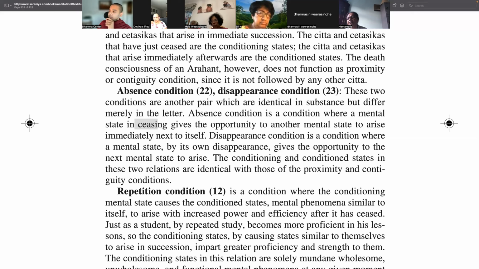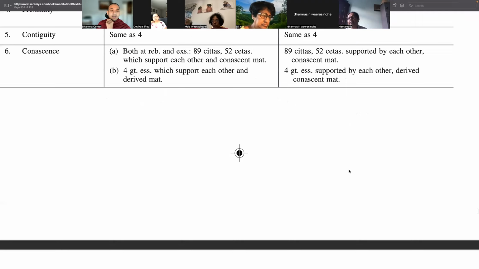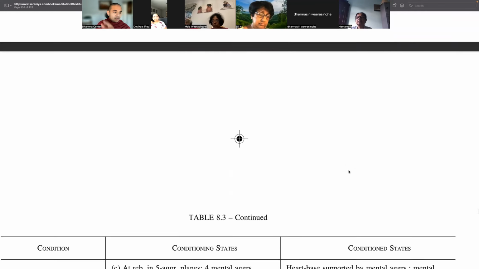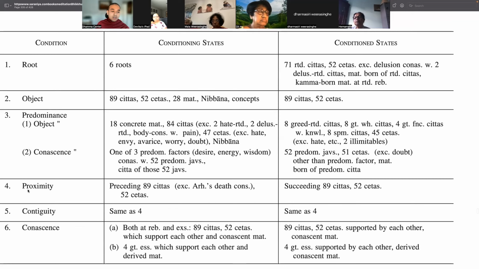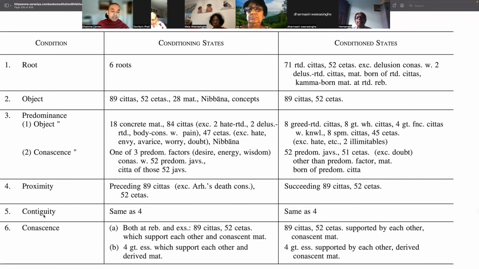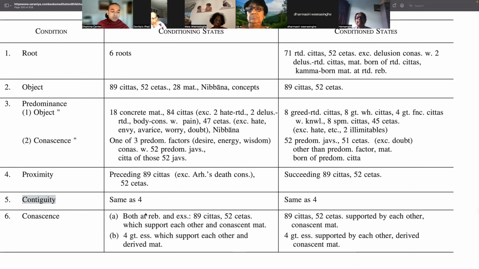Which makes sense. But what I am thinking, Damsiri, is this. So just for everyone, we have number 4, proximity condition here, and then continuity condition is the same as 4 as well. Then decisive pacha, where is decisive? Here, decisive pacha, we have proximity condition here, and then we have absence and disappearance, number 21. Sorry, 22 and 23.